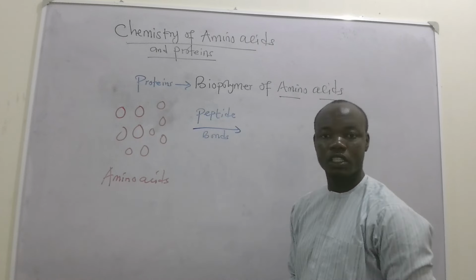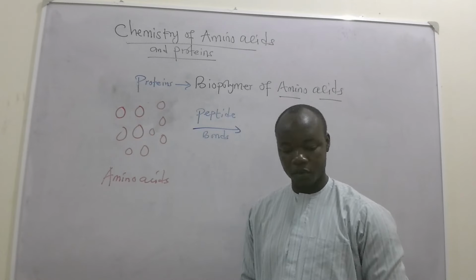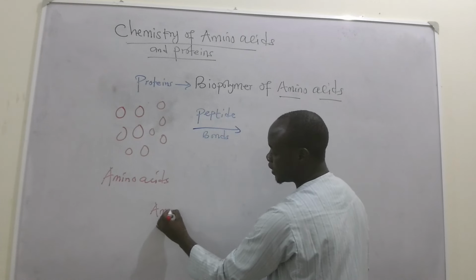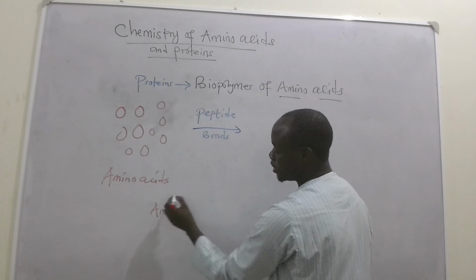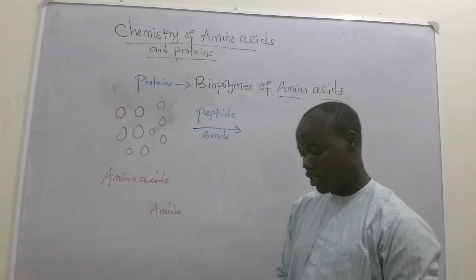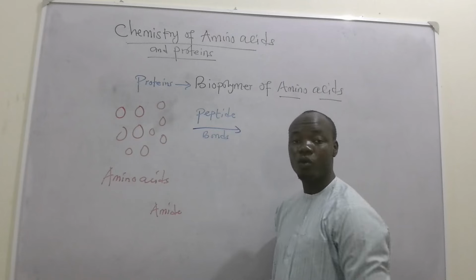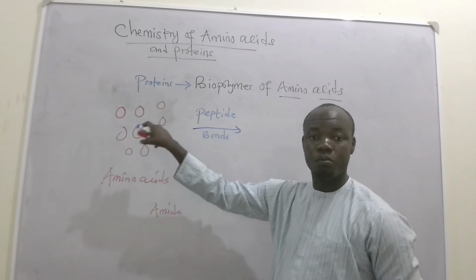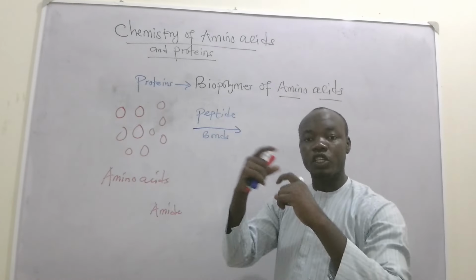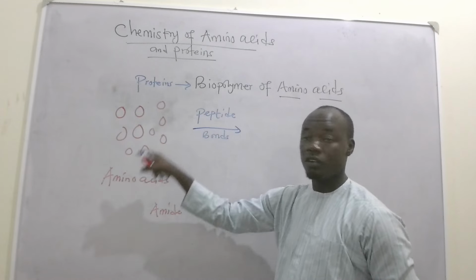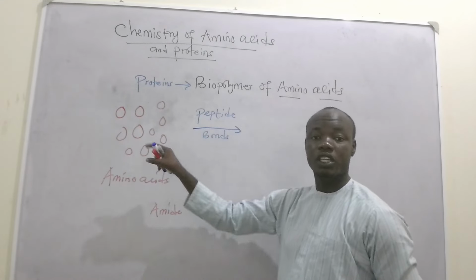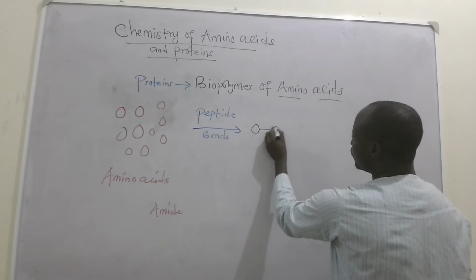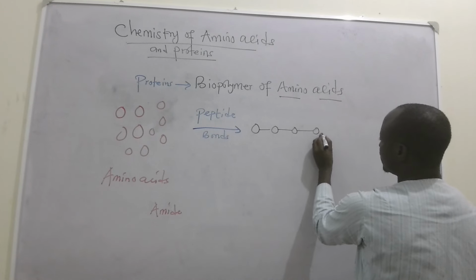Sometimes these peptide bonds are also called amide bonds. So you can call it a peptide bond or an amide bond. These amino acids are the building blocks of protein. They join together through a peptide bond to generate the protein. Therefore, a protein is a biopolymer of amino acids.